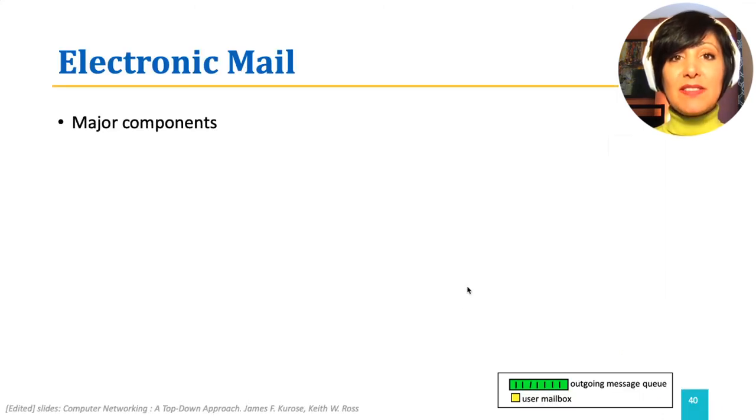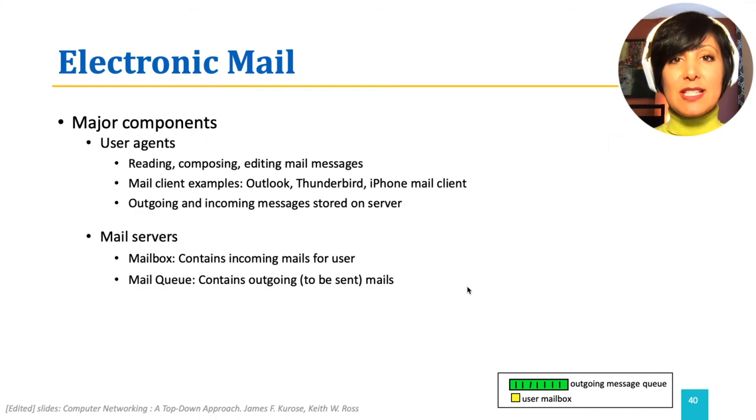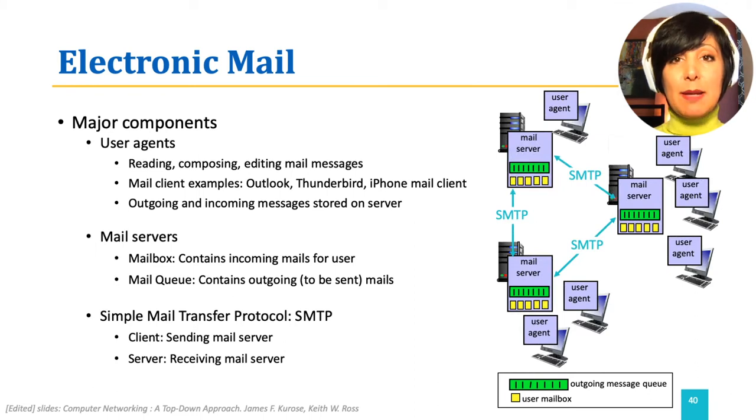The major components of the electronic mail system are user agents, mail servers, and the protocol that enables the email delivery, which is SMTP. A user agent allows the user to send, receive, read, compose, reply, forward, and save messages. Outlook on your computer, web-based Gmail on any browser you access, or mail apps you use on your phone are examples of user agents.